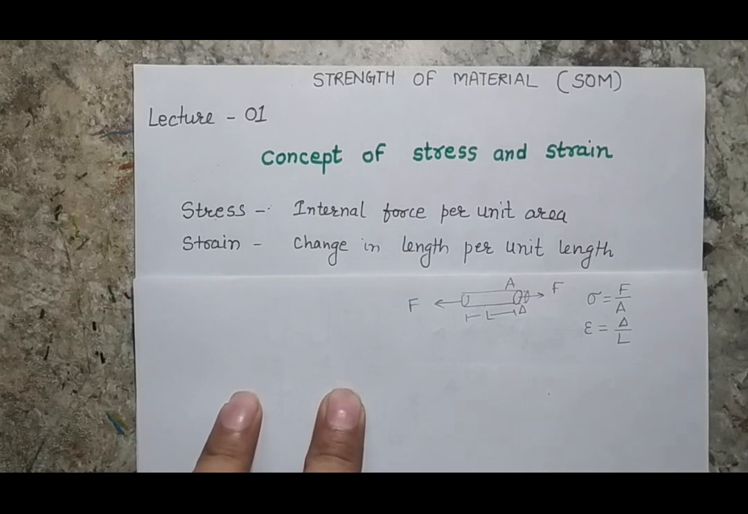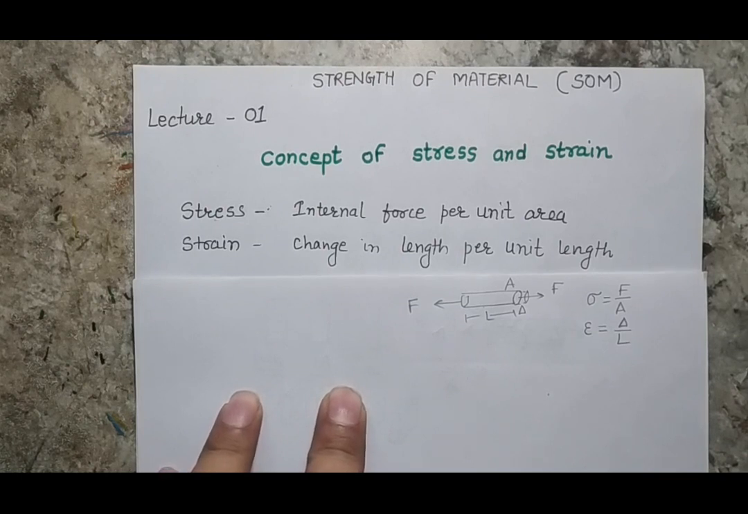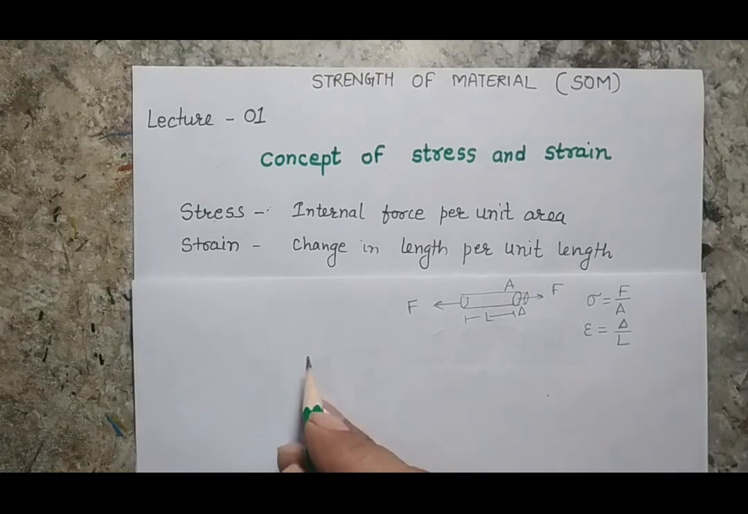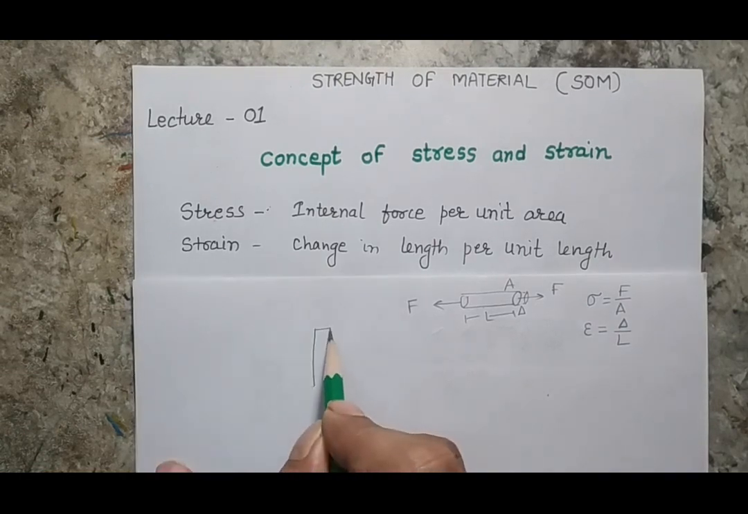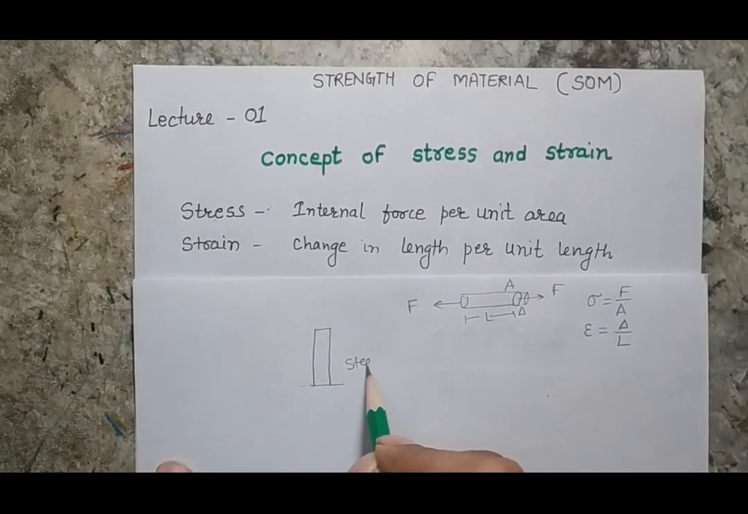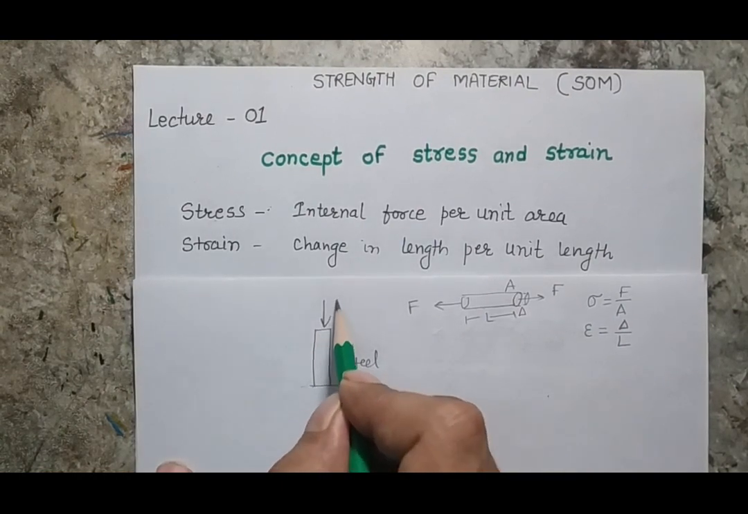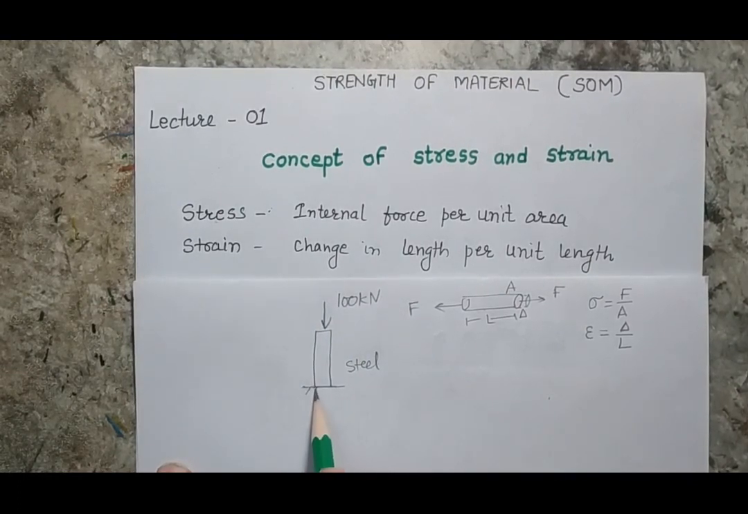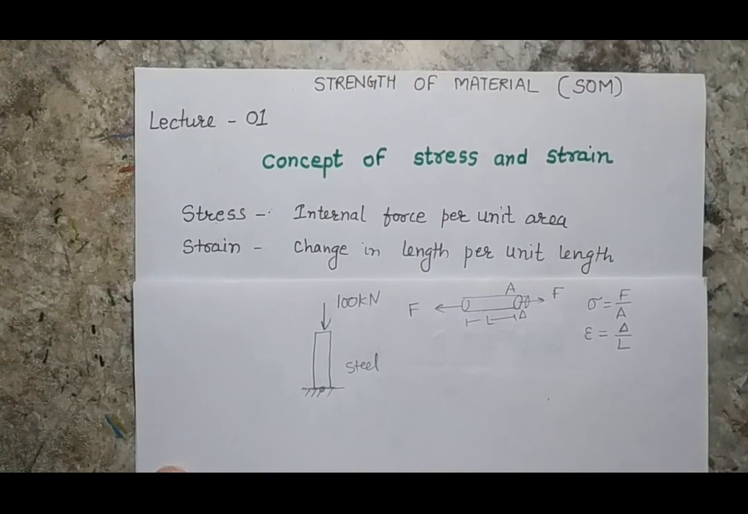To have a better understanding, we must understand the physical significance of stress. We must know why there is a need for stress. So let's understand this with the help of an example. Suppose someone wants to put a vertical bar of steel, and he wants to apply a load of 100 kilonewton on the bar, and he is interested in finding the reaction at this point. So it's a very simple case.